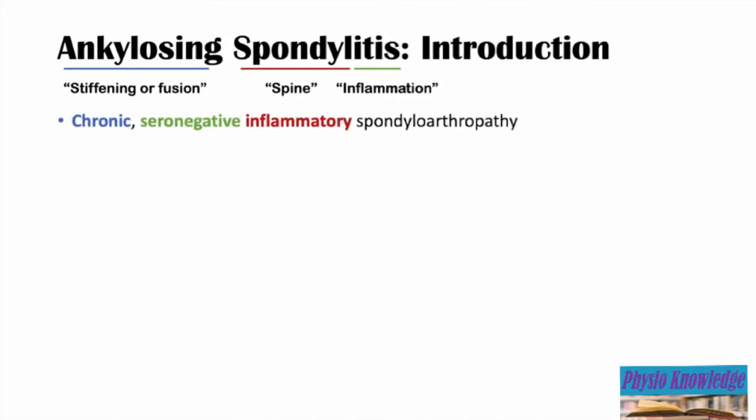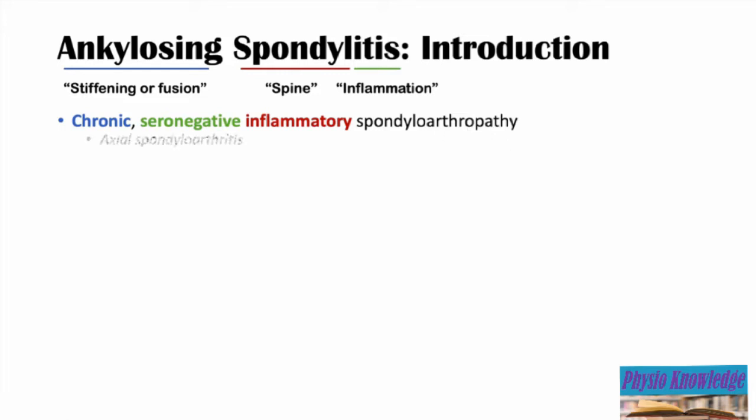But more specifically, ankylosing spondylitis is a chronic seronegative inflammatory spondyloarthropathy. So a lot of words there. It's chronic because it's a long-lasting condition. It's seronegative because if we look at blood work, rheumatoid factor is negative. And it's inflammatory because this is an inflammatory condition involving inflammation of the joints. And spondyloarthropathy is, again, spondyle means spine, arthropathy means disease of the joint. So that's what all that means.